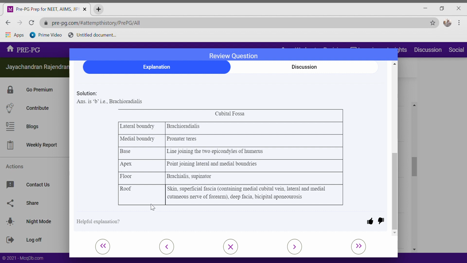Roof is formed by skin, superficial fascia, deep fascia, and bicipital aponeurosis. Superficial fascia contains the median cubital vein, and the lateral and medial cutaneous nerves of the forearm. The lateral and medial veins are over the forearm. This is the tabular column you should remember.